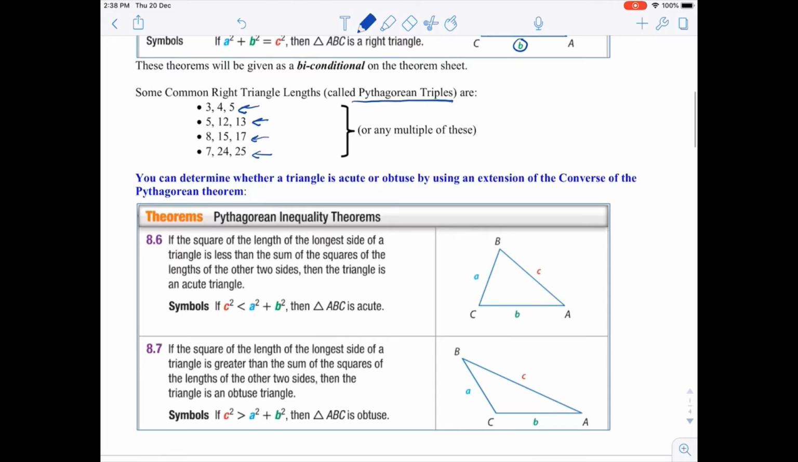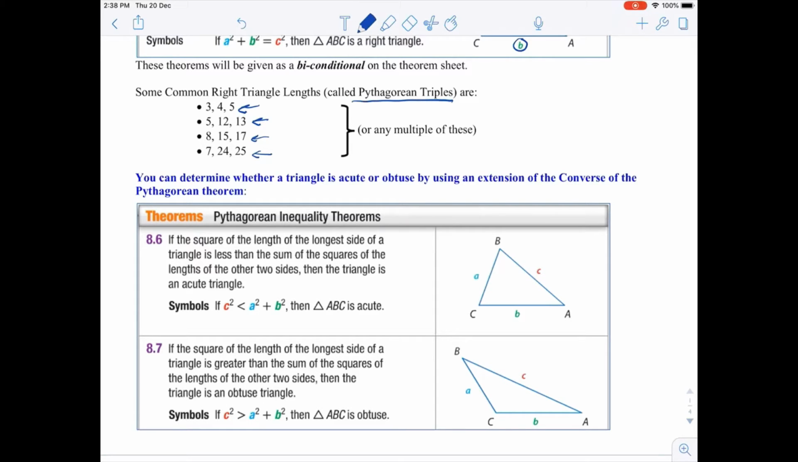So we can now, for the first time, I think you're going to see, use the Pythagorean theorem to help us identify if a triangle is acute or obtuse, meaning that it's not right. So c squared does not equal a squared plus b squared, but instead it can be greater than or less than.